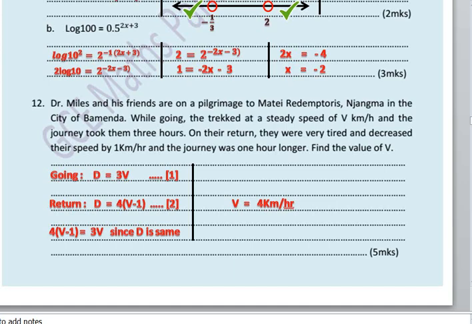On their return, they still cover the same distance, d, but they now reduce their speed by 1. So their new speed is now v minus 1. And they took 4 hours. So 4 into v minus 1 should be equal to the same d. Now equation 1 and equation 2 are equal. And 4 into v minus 1 equals 3 v. And v will be equal to 4 kilometers per hour. That is the speed which they used in traveling.